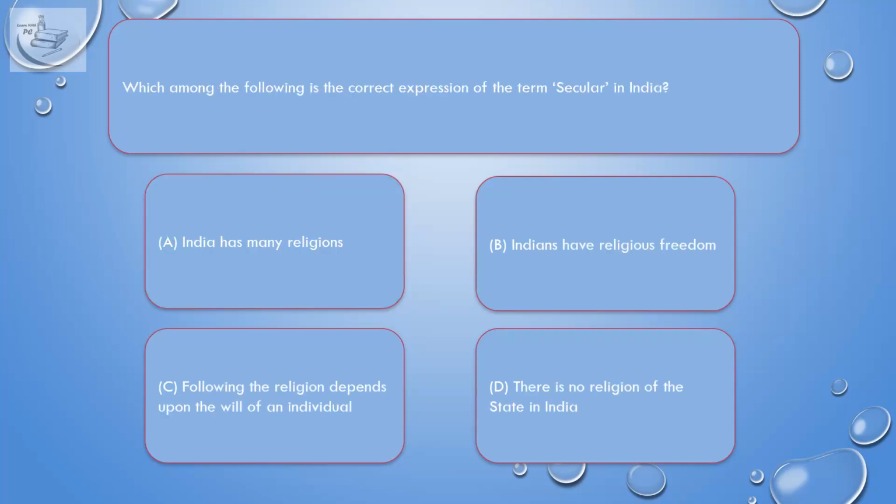Question: which among the following is the correct expression of the term secular in India? A. India has many religions. B. Indians have religious freedom. C. Following the religion depends upon the will of an individual. D. There is no religion of the state in India.